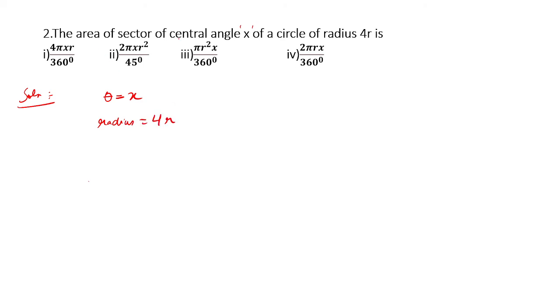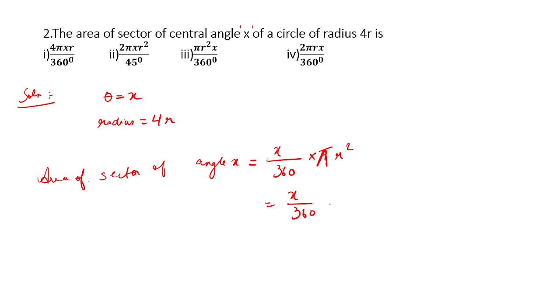So the area of a sector of central angle x of a circle of radius 4r. We are asked to find the area of the sector. So area of sector, what is the formula, and what angle are we talking about right now? Of angle x. So this will become x by 360 into pi (4r) square. So x by 360 into, put pi as it is, okay?